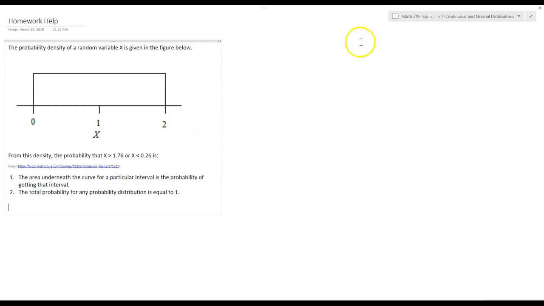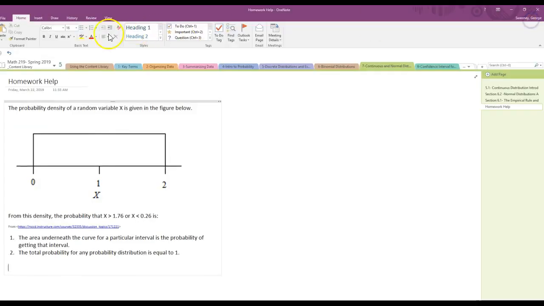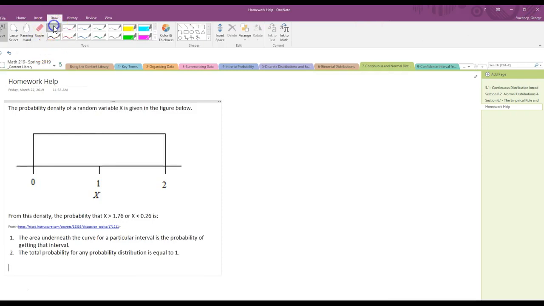So let me open this up a little bit. I look at this question. I've got the probability density, and I'm looking at this picture right here. In fact, I need to get my pencil. What I'm looking for is whether x is greater than 1.76. I'm just going to estimate, right about there. That's about 1.76. And 0.26 is over here.